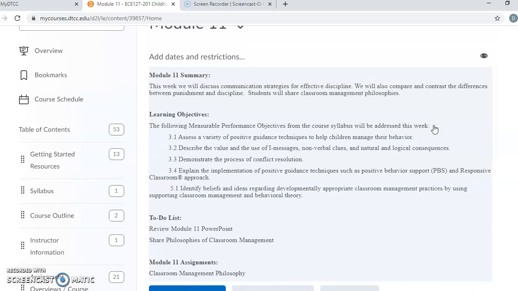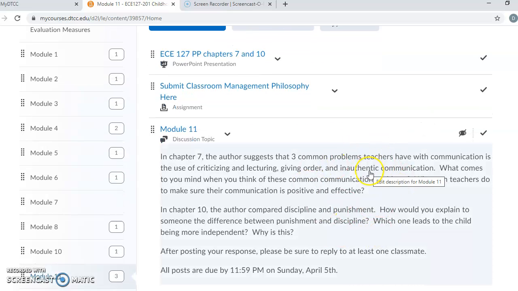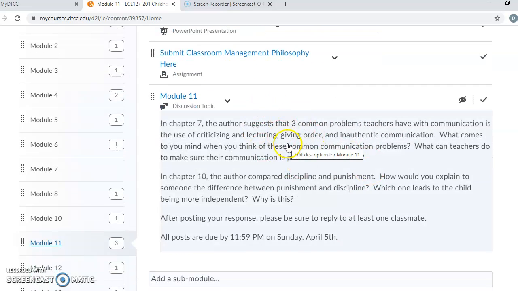So if we go back here to our D2L, if you scroll down, here's your discussion board. So I've included some questions from chapter 7 and some questions from chapter 10. Please reply and answer both those questions.